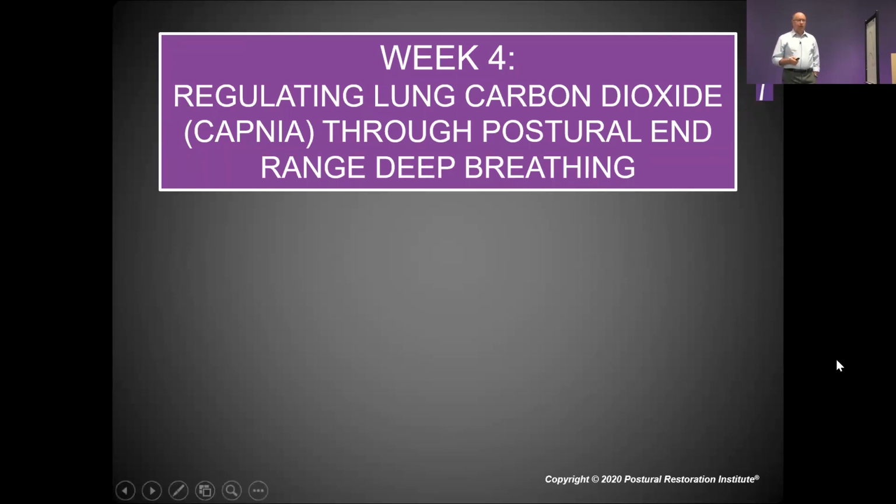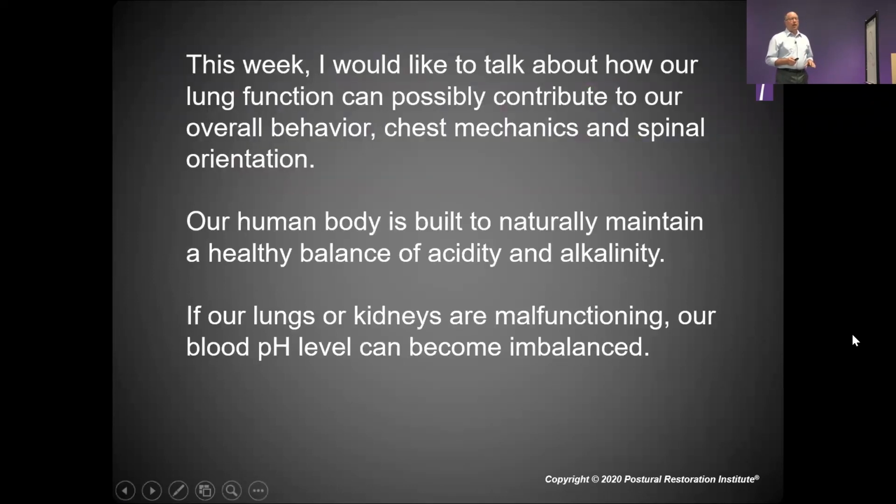And so this is a discussion about regulating our lungs' ability to exchange oxygen with carbon dioxide, and we do need carbon dioxide, and exchange carbon dioxide with oxygen. So we'll go through it. I think the handout will help. I like to talk about how our lung function can possibly contribute to our overall behavior, our chest mechanics, and our spinal orientation. The human body is built to naturally maintain a healthy balance of acidity and alkalinity. If our lungs or kidneys are malfunctioning, our blood pH level can become very imbalanced.